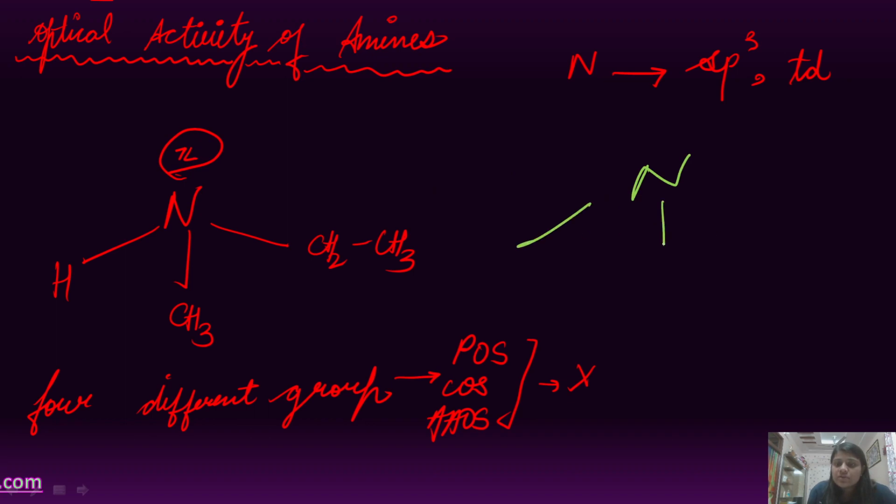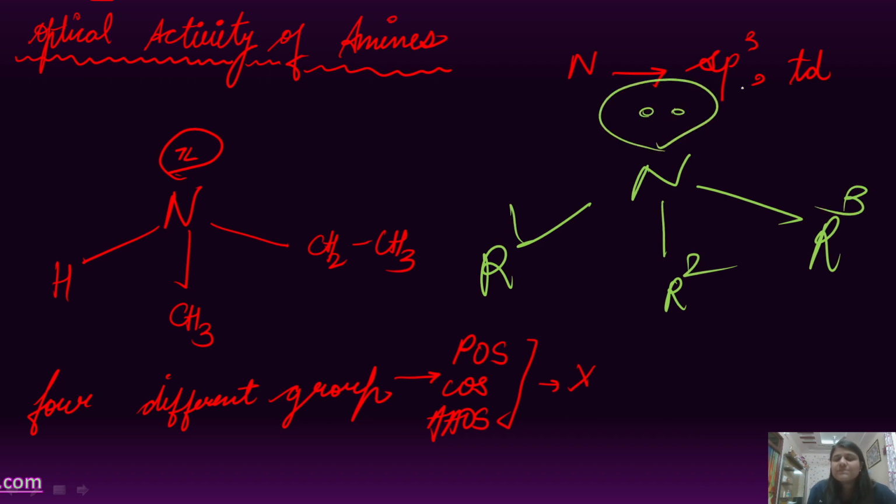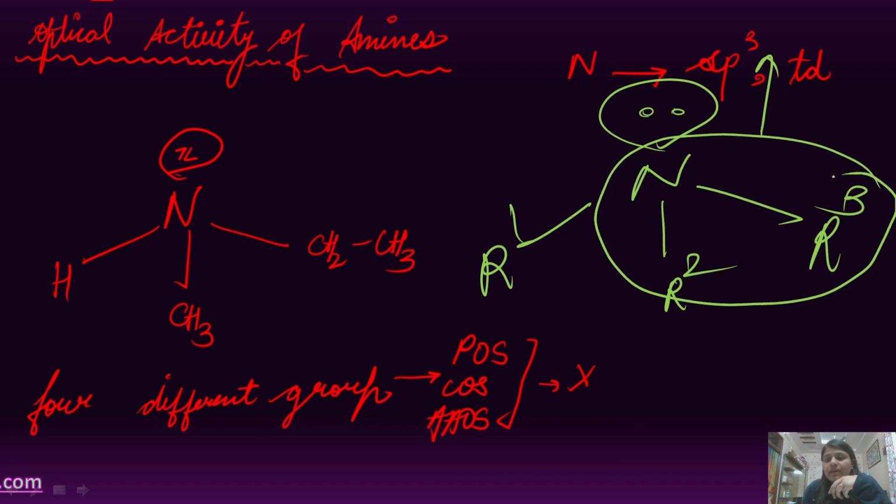So this is the structure in which nitrogen is connected with these particular items, R1, R2 and R3. Just assume for the sake of convenience that they are R1, R2 and R3. Now consider the lone pair of electrons which is present above the plane. Just consider this is a pyramidal shape type structure. Nitrogen and these particulars are in the plane.